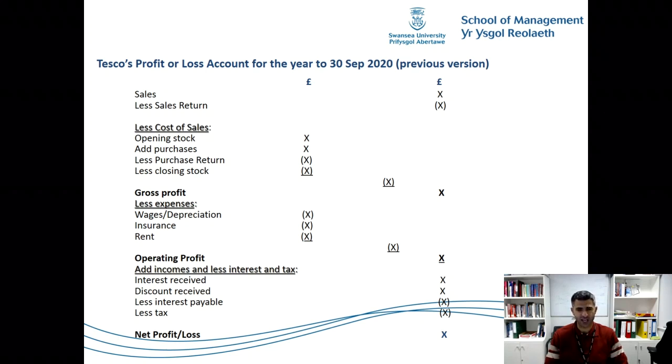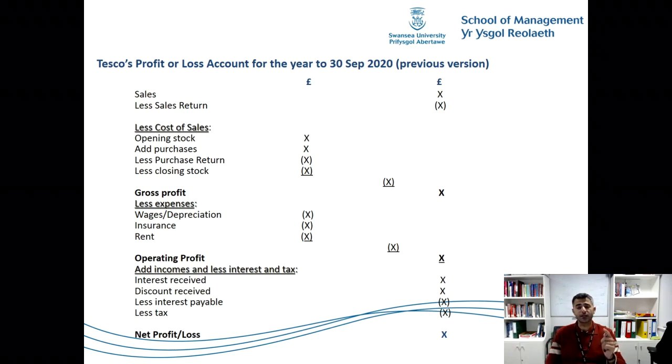Interest payable is when the business took a loan from the bank and they pay interest on it. And the tax is what they pay to HMRC, the tax authority. Interest received is when the business receives interest, could be anything, for example on the savings in the bank. They have money and they receive interest on it. And discount received, I did explain, is when the business receives a discount from suppliers, and it's classified as an income. So operating profit, add the other income, minus the interest payable and the tax payable, and you will find the net profit or loss. Doesn't have to be profit, could be loss, isn't it?